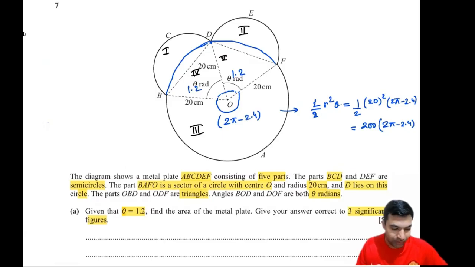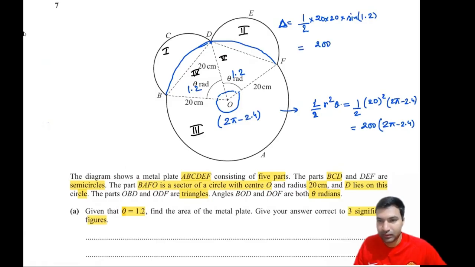Now what I need to do is find the area of these two triangles, right? So the area of one triangle would be half times two given sides, that's 20 times 20, times the sine of the angle enclosed by these two. Okay, so this becomes 200 times sine of 1.2. Using the calculator, change the mode to radians. Don't put it in degrees, because here the input is 1.2 radians. So keep that in mind, otherwise you will go wrong. Or else you could convert this 1.2.